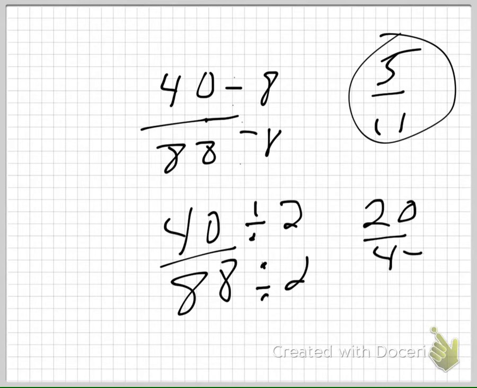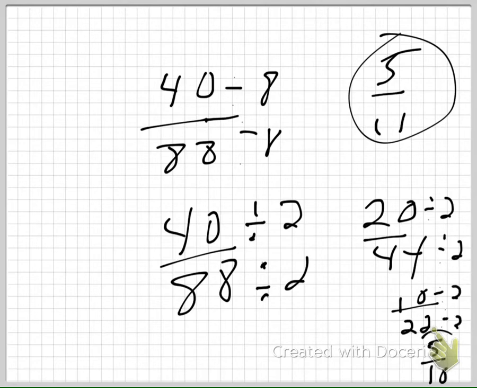20 44ths. Is this done? Can that be simplified more? No. You can also divide that by 2 again. Divide by 2, divide by 2. That gives us 10 22nds. Is that done yet? No. Divide by 2, divide by 2. 5/11ths. Oh, there we are again. 5/11ths. We're still there.